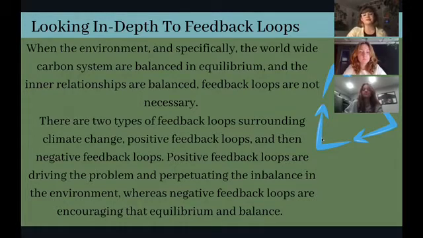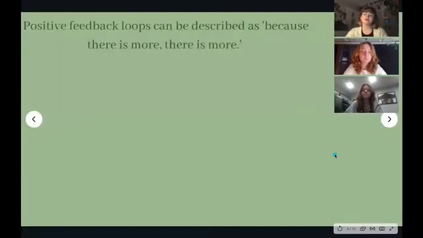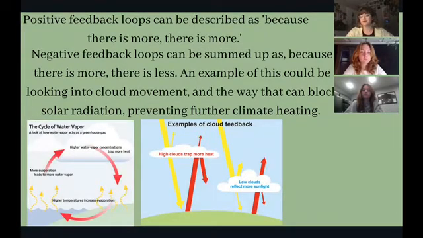Positive feedback loops, put simply, are driving the problem and are perpetuating the imbalance in the environment, whereas negative feedback loops are encouraging that equilibrium and the balance. Positive feedback loops can be described as: because there is more, there is more. A really good example for this is the cycle of water vapor. Greenhouse gases and the increased production of those is heating the atmosphere, and the heating of the atmosphere leads oceans, rivers, lakes, and bodies of water to produce water vapor. The water vapor itself is a greenhouse gas. So the more greenhouse gases there are, the more water vapor, and the more water vapor, the more greenhouse gases.